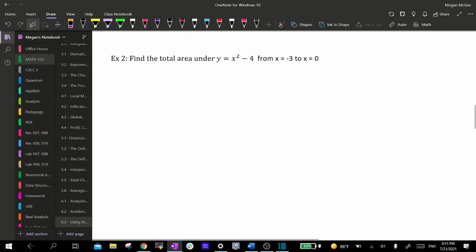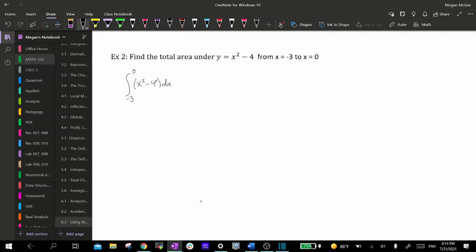All right, so example 2, we have to find the total area under y is equal to x squared minus 4 from x is equal to -3 to x is equal to 0. So this is, again, an integral question. So we want the total area, we need an integral of our function x squared minus 4, cap it off with a dx, from -3 to 0. We were given our bounds, so -3 to 0.